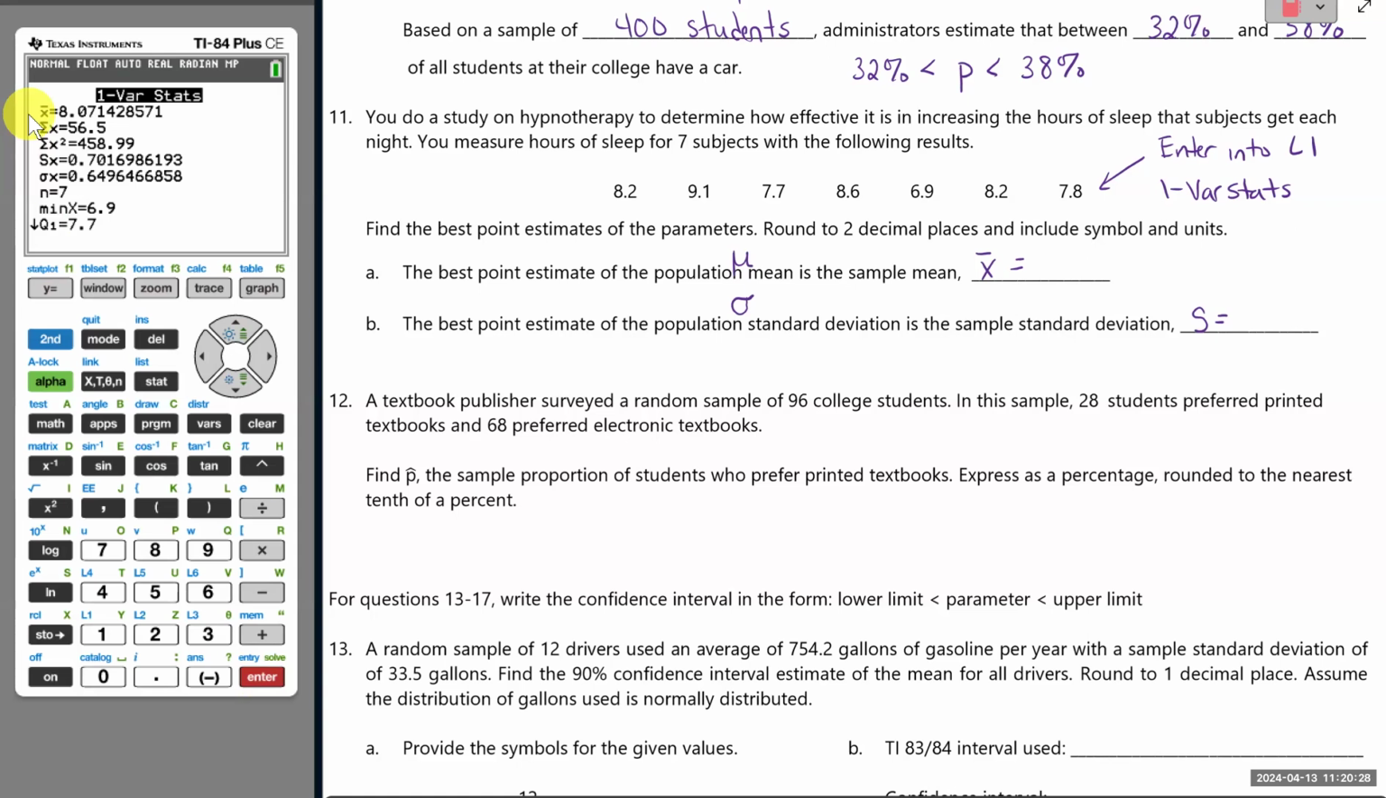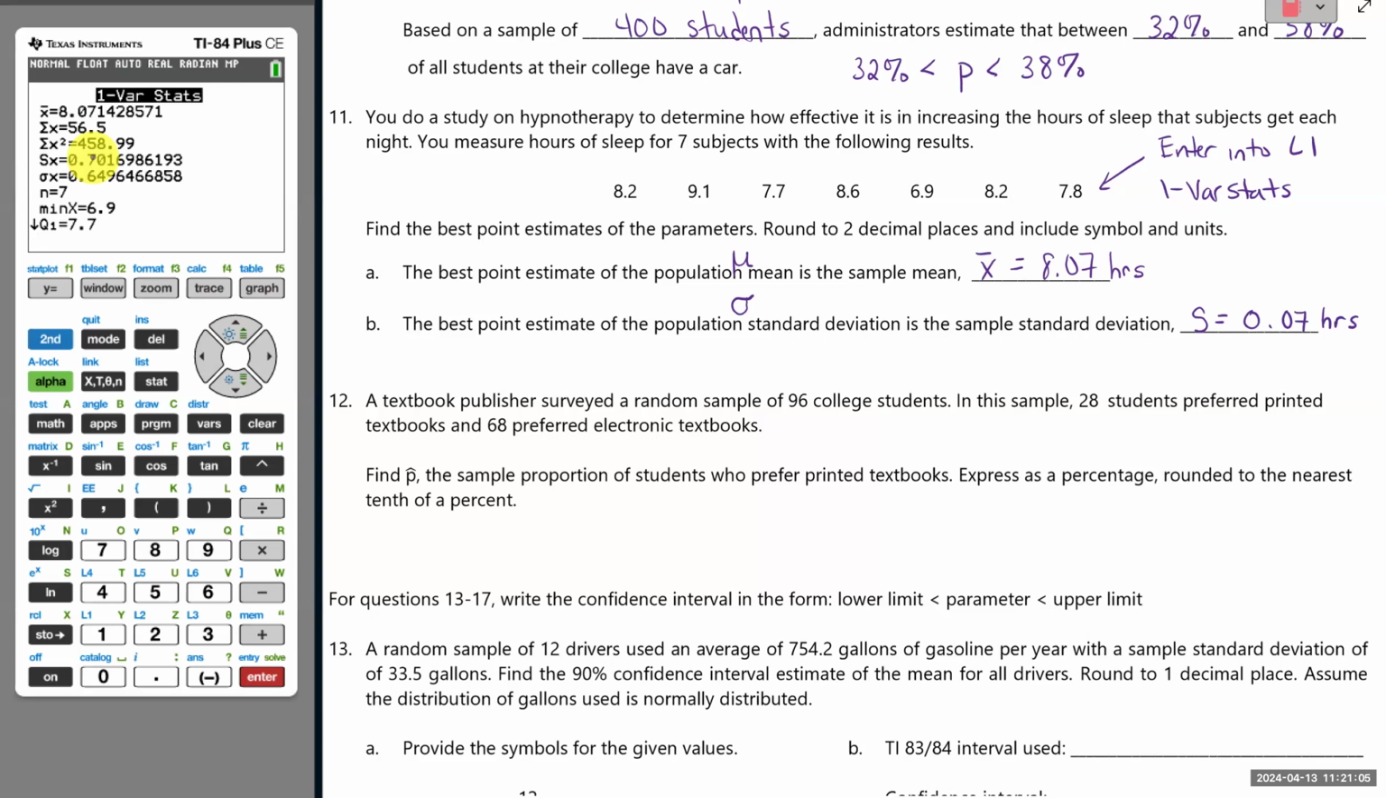So X bar would be 8.07. I'm not writing a sentence here, but I'm still just going to put units in. So I'm going to estimate that the population mean amount of sleep subjects get is 8.07 hours and an estimate for sigma. So be careful here that that sigma on the screen is not relevant. This data is not a population set of data. So you're looking at S. So S is sample standard deviation round to 2 places, and that will be 0.07 hours.